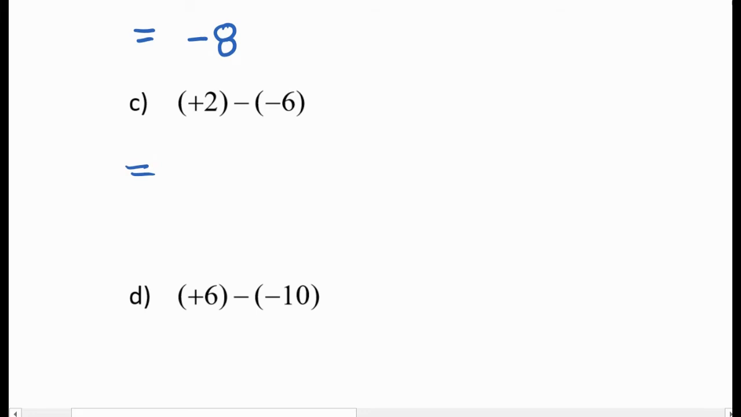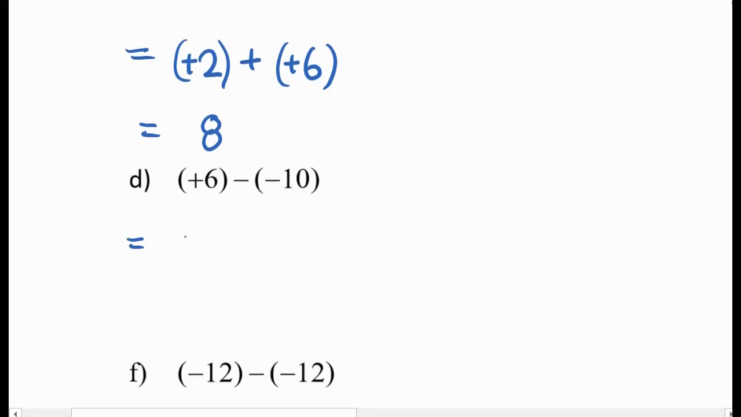All right, let's do it together. Keep the first number, change the middle, change the second number. It becomes positive 2 plus positive 6. In total, how many integer chips do you have? In total, you have 8 positive integer chips, right?